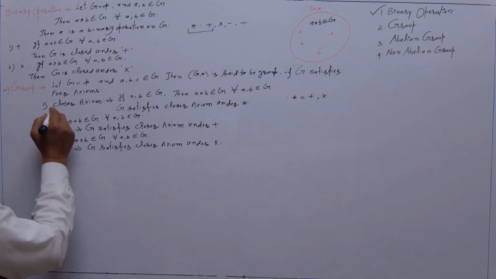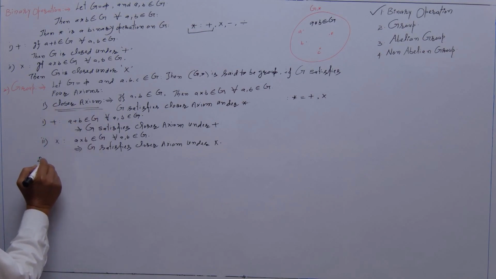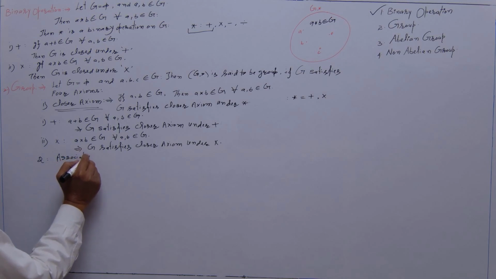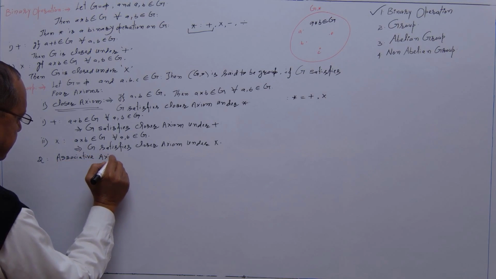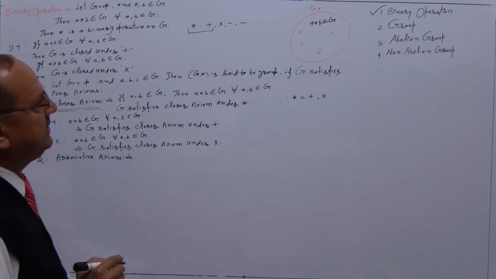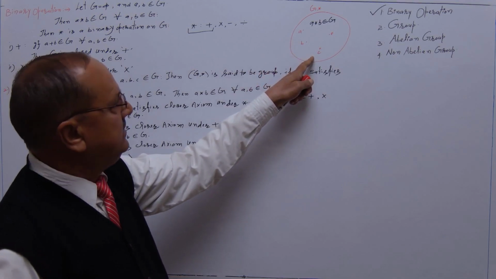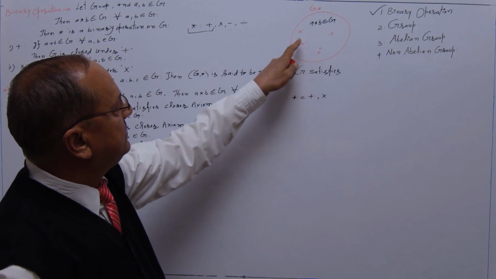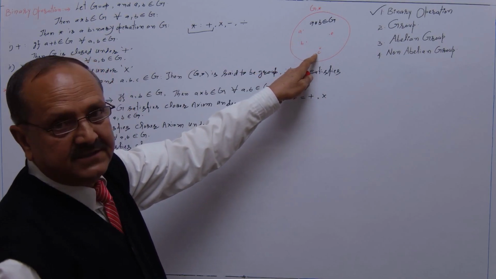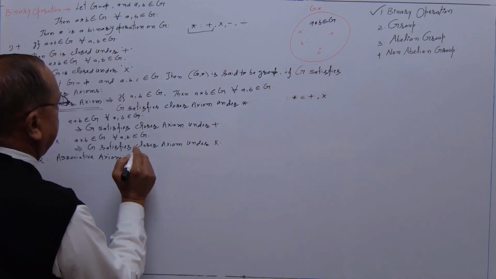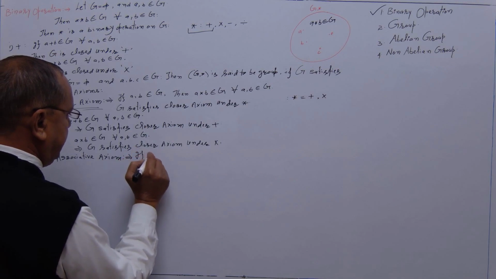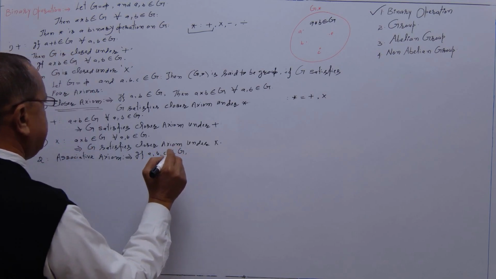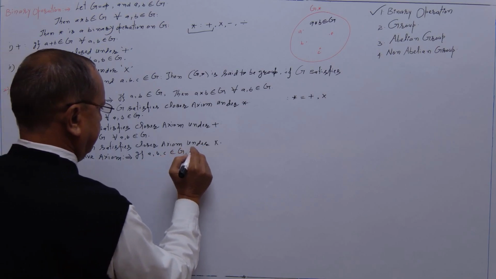After that is the second axiom, number second axiom is associative axiom. In this we have to show that if a, b and c are three elements of group G, then a star (b star c) must be equal to (a star b) star c. This is called associative axiom.